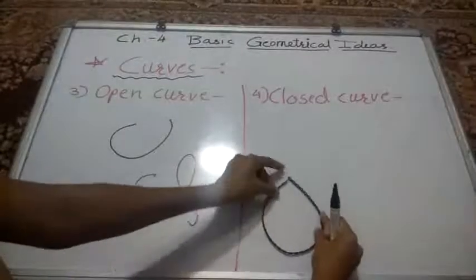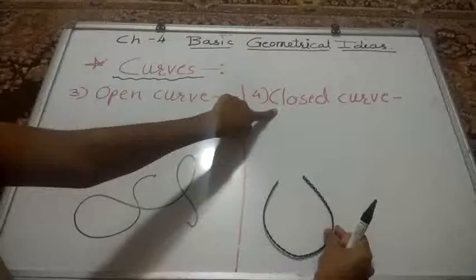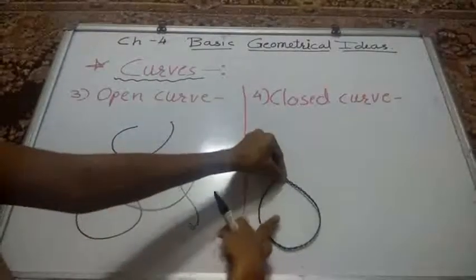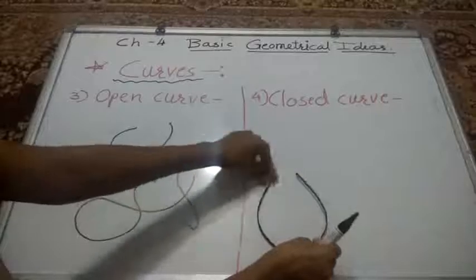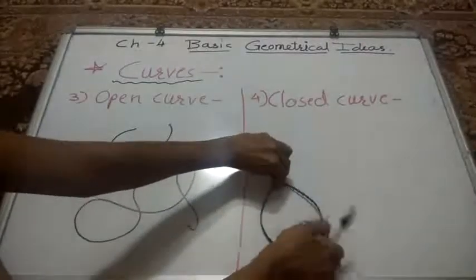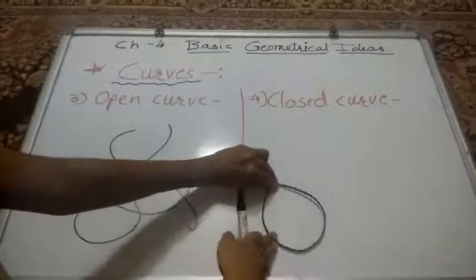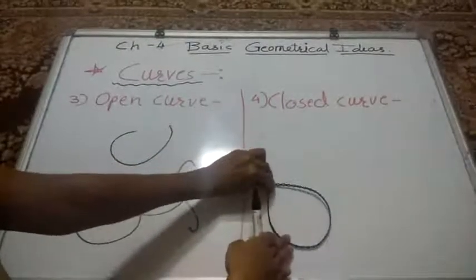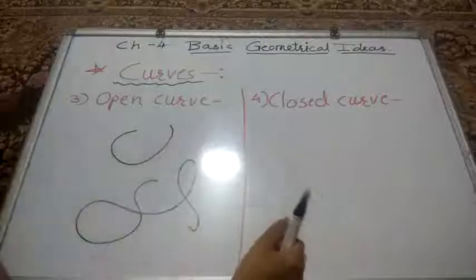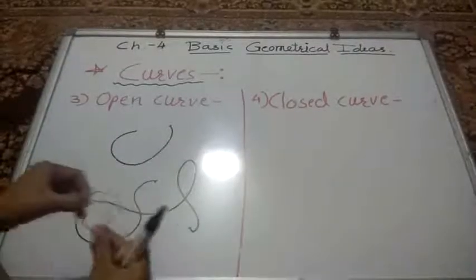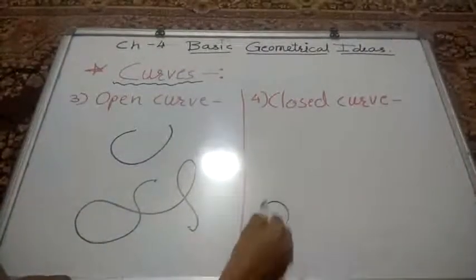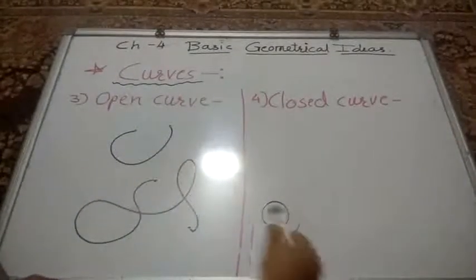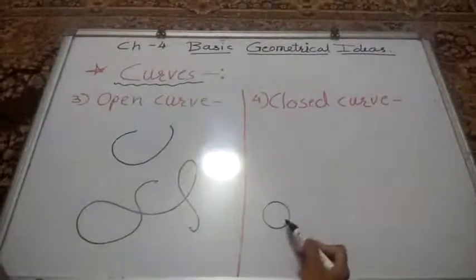When I join these two endpoints, now how does this closed curve form? By joining two endpoints, it forms a closed curve. दो endpoint को join करने से क्या form होता है? Closed curve form होता है. It means this closed curve encloses an area and it has no end point. For example, this bangle. Is there any end point? No. It is totally closed because it encloses an area.